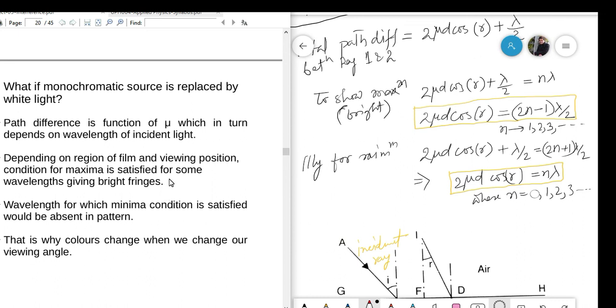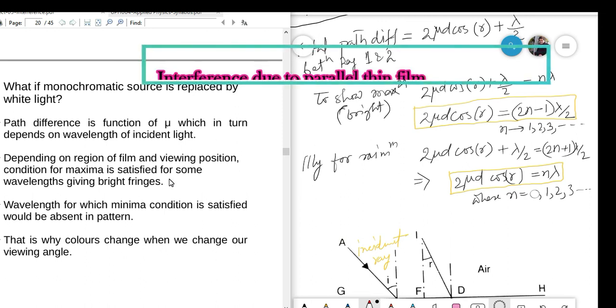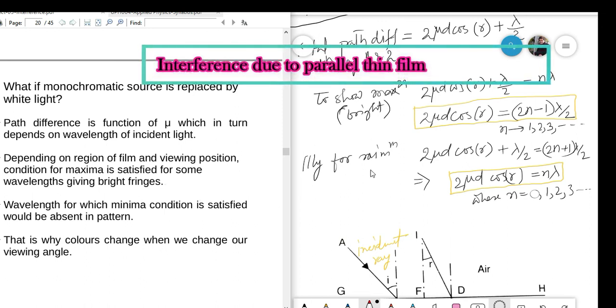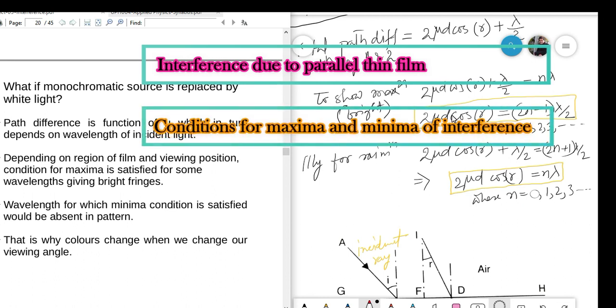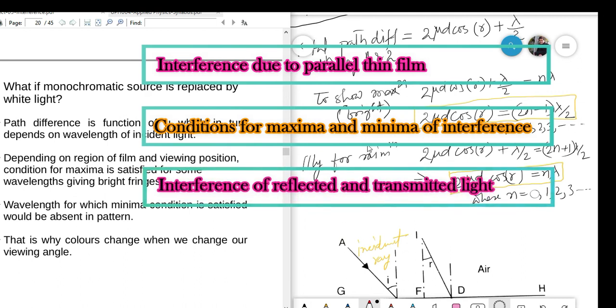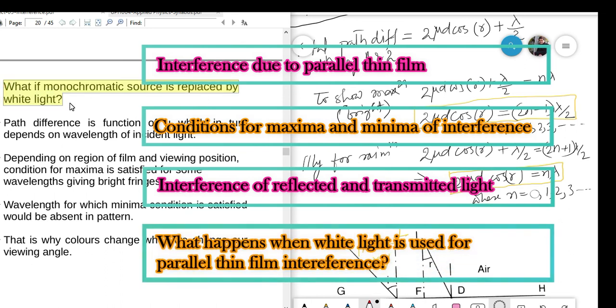So with this, we end the part of this lecture where we discussed the interference due to a parallel thin film. We have talked about the conditions for the maxima and minima when we consider the interference due to the reflected light, and the conditions for maxima and minima when we look at the interference due to the transmitted light. And also we discussed what happens when the light is not monochromatic, rather it's a white light having several wavelengths.